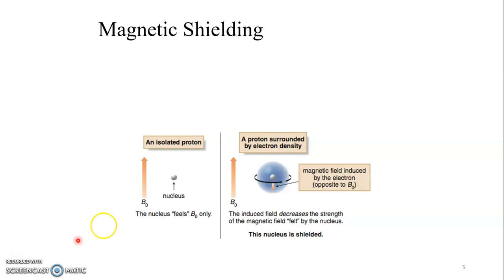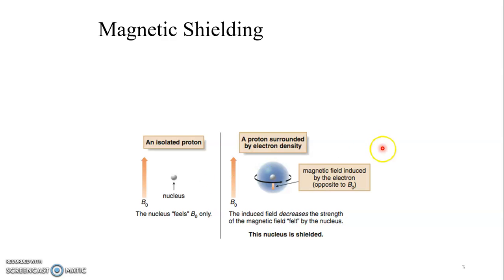When we consider a nucleus, it is spinning, and in the NMR technique we apply an external magnetic field. In the absence of an external field, the proton is said to be isolated and can freely rotate in any direction. But when we apply an external magnetic field, it can feel the external magnetic field. If it is an isolated proton, it will feel only the external magnetic field.